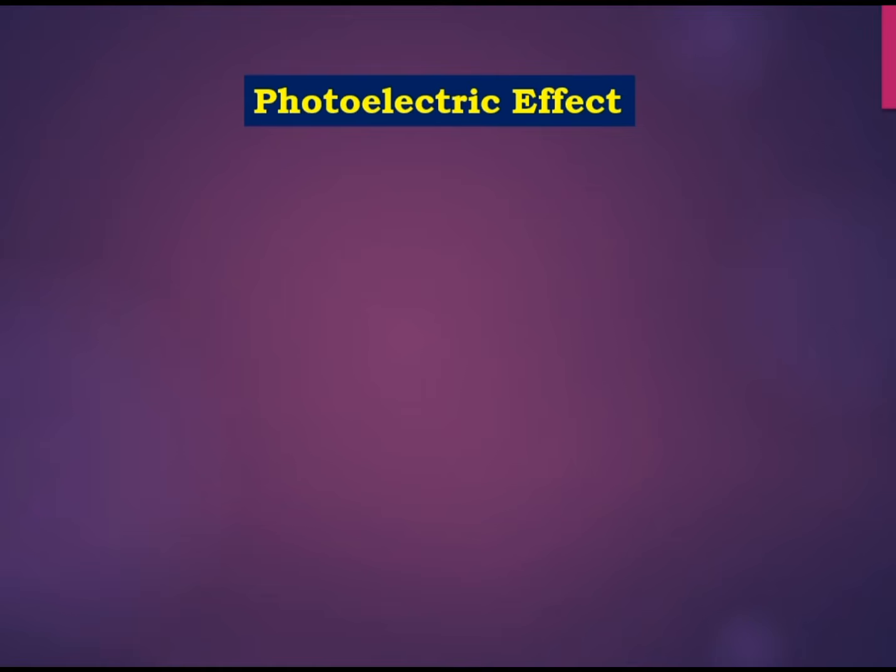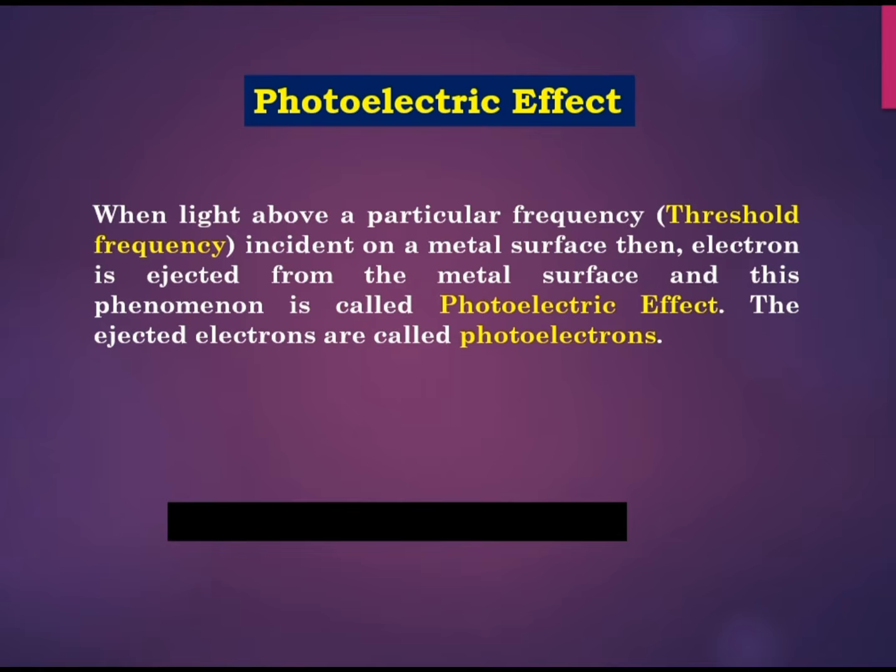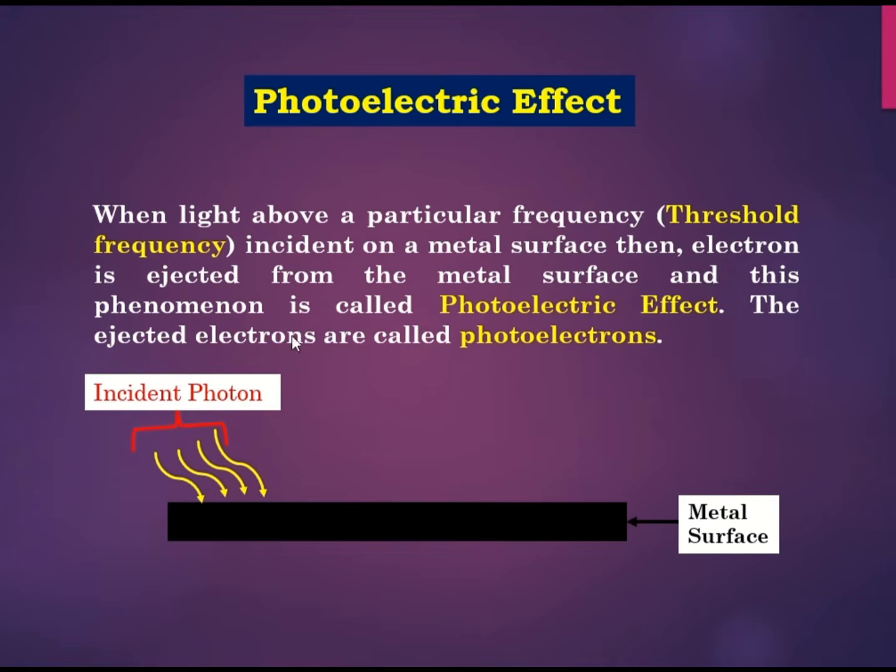Now let us discuss what the photoelectric effect is. We are going to discuss it with the help of this diagram. So this is a metal surface, and when a photon of frequency above a particular frequency, which is called the threshold frequency, is incident on a metal surface, then electrons are ejected out from the metal surface.